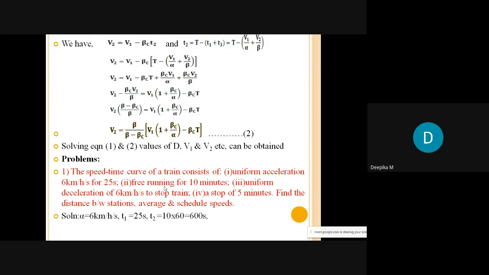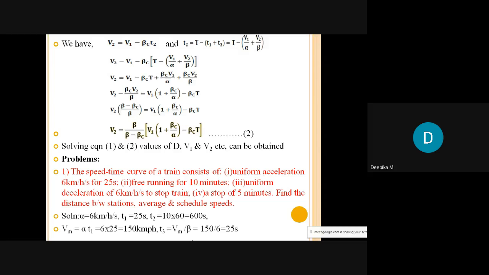So now let's list out the data. Alpha is 6 km per hour per second. T1 is 25 seconds. T2 is 10 minutes, which is 10 into 60. We have to convert minutes to seconds. Therefore, 10 into 60 is 600 seconds.